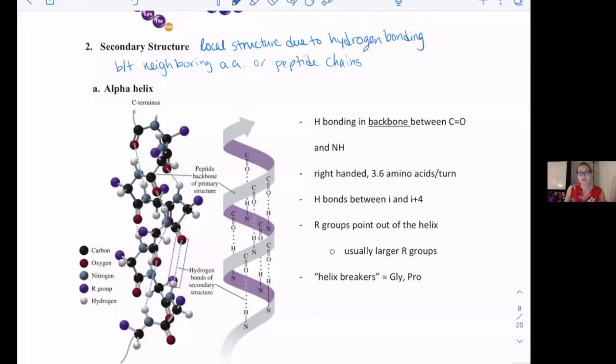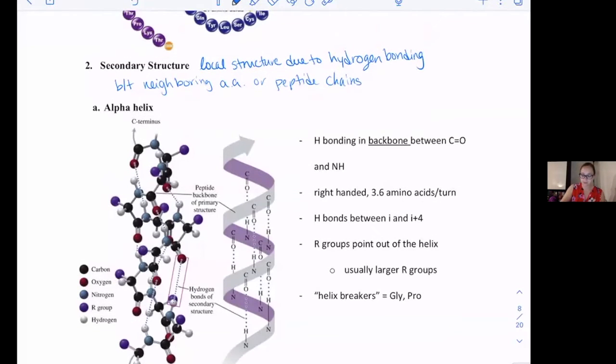So continuing on, we talked about primary structure. The next form of structure that we need to discuss is secondary structure. In a secondary structure, we have local structure. So this is just getting one step bigger. It's not necessarily just how they're in order, but how they interact with each other in a local way, just right next to each other.